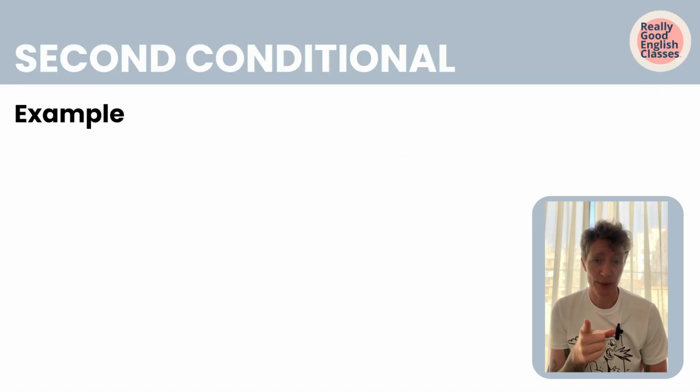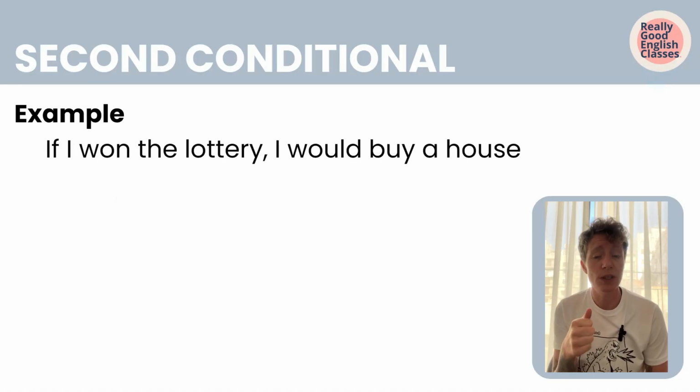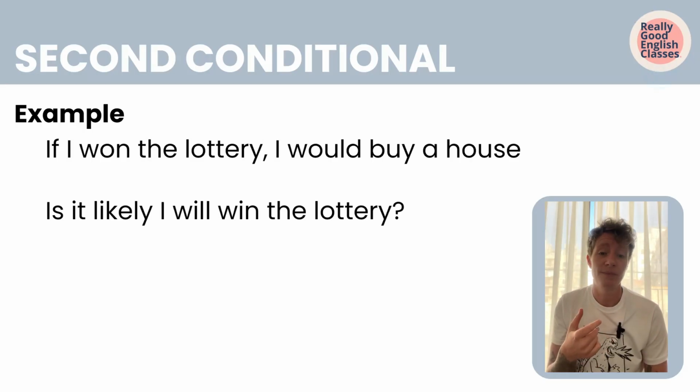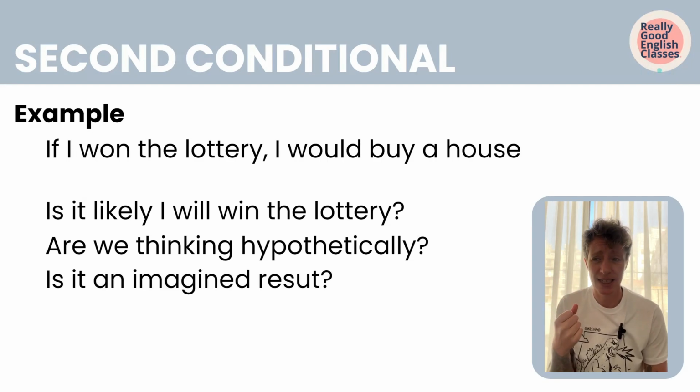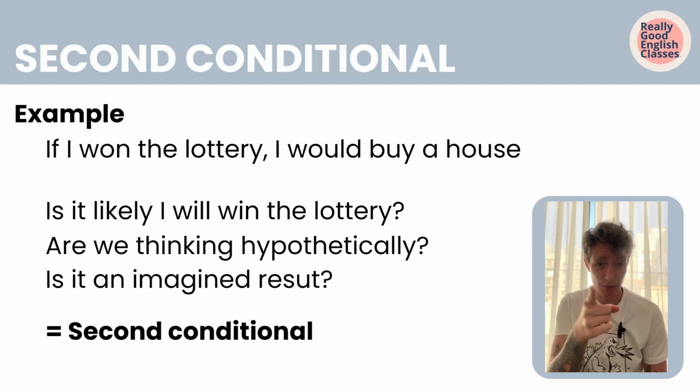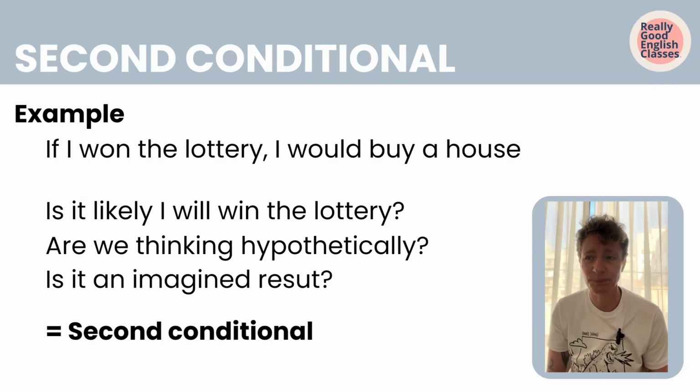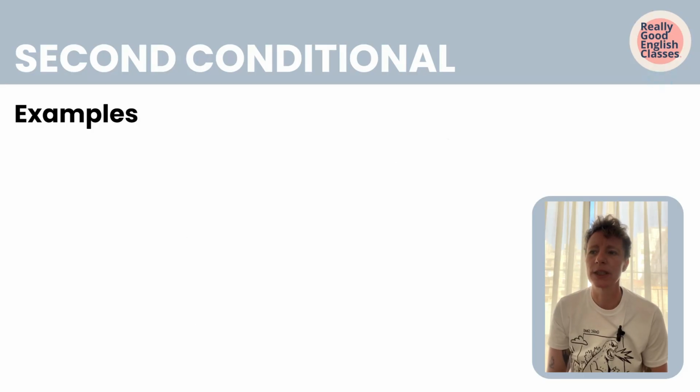Here's some more examples. If I won the lottery, I would buy a house. There's a lot of things I would buy, but a house would probably be one of them. But is it likely we're going to win the lottery? No. Are we thinking hypothetically? Yes. Is it an imagined result? Yes. Boom. Second conditional.